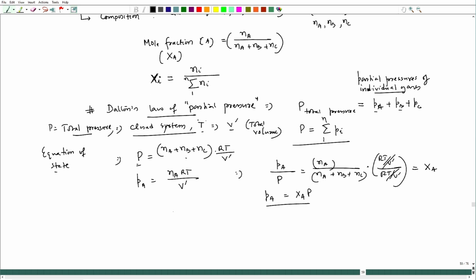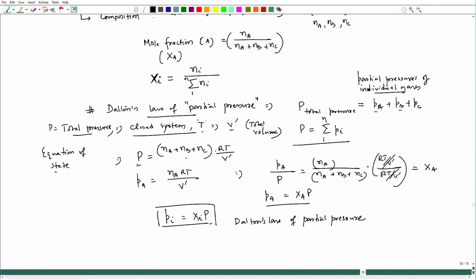So, a more generic form, if there are n components, is P I equal to X I P. So, this is nothing but Dalton's law of partial pressure. This is basically what it states: in a mixture of ideal gases, the partial pressure of a component gas is the product of its mole fraction and the total pressure of the gas mixture.